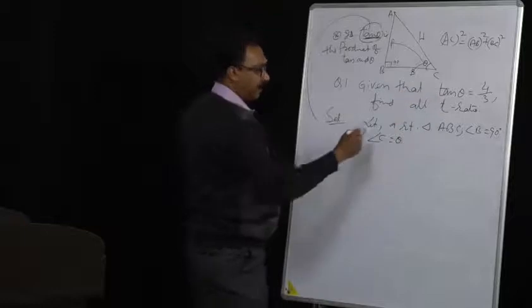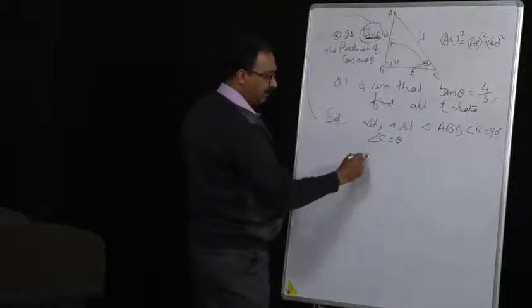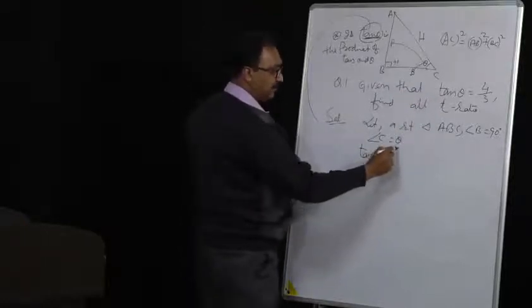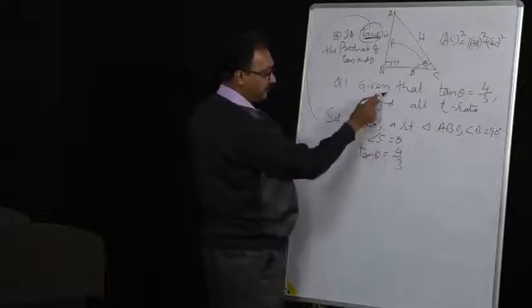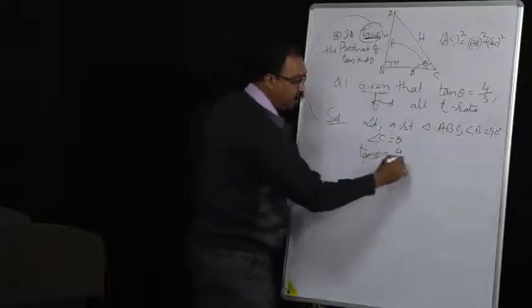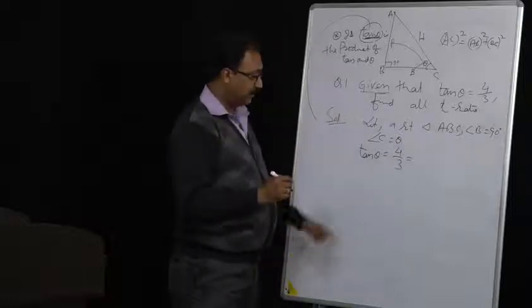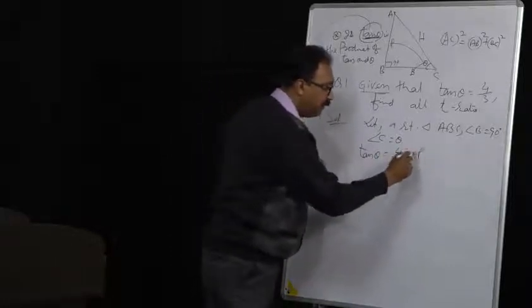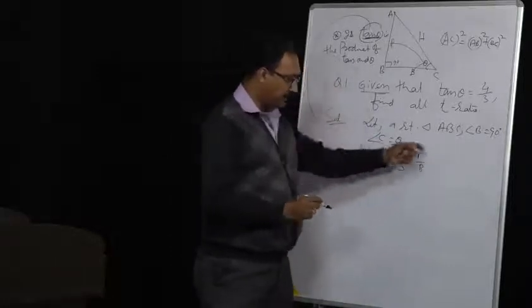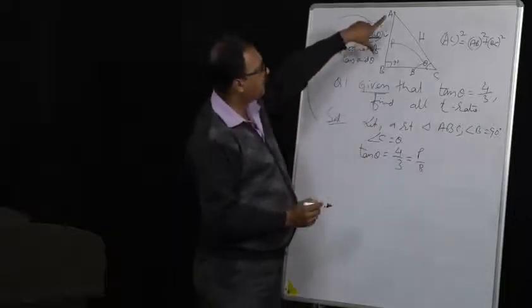Now what we have on our side is tan theta, which is given, 4/3. But you know the formula, last time I told you in the flow chart, tan is perpendicular by base. Which one is the perpendicular here?